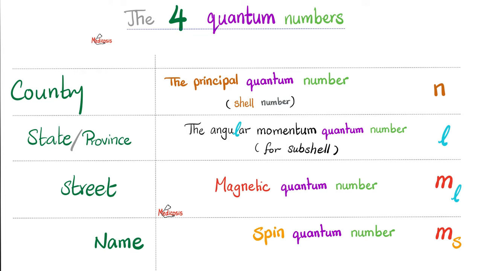Symbols: the principal quantum number is n, that's the shell number as we have discussed before. The angular momentum quantum number is l, lowercase l, for the subshell. How about the magnetic quantum number? It's m sub l, and this l is the angular momentum quantum number. How about the spin? It's m sub s. You can think of it as magnetic spin.